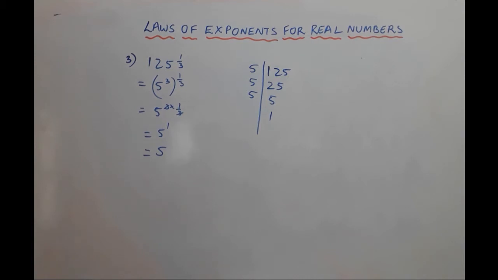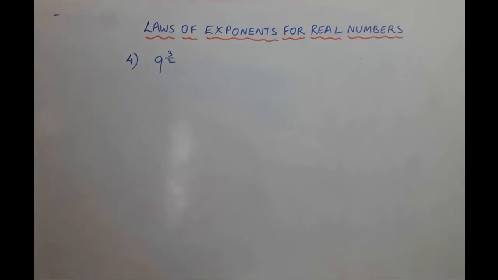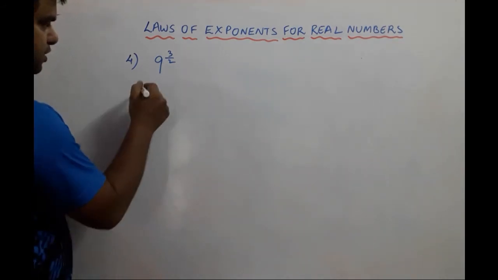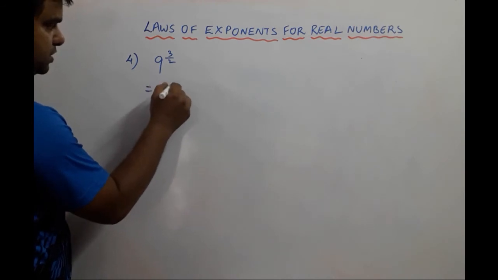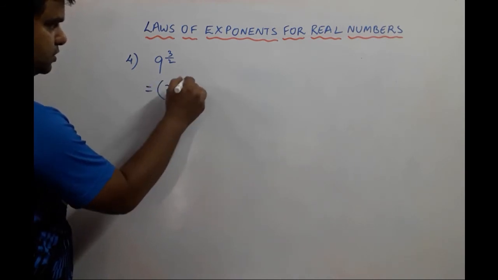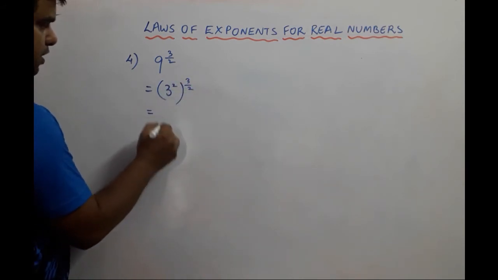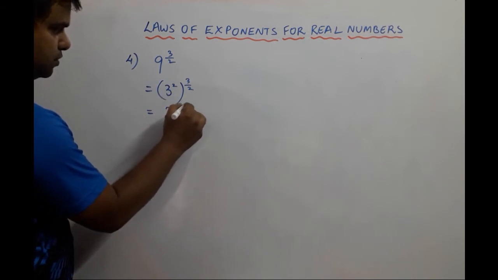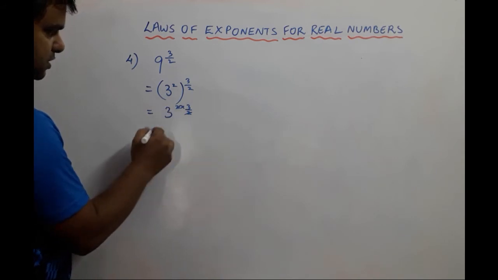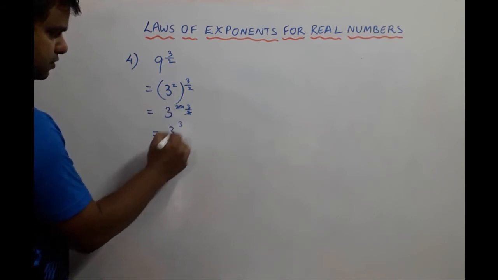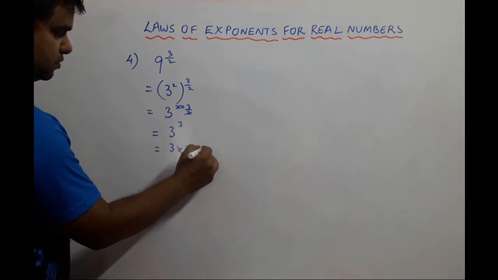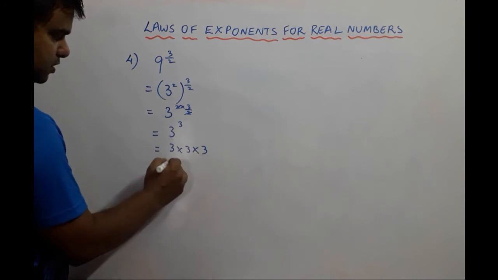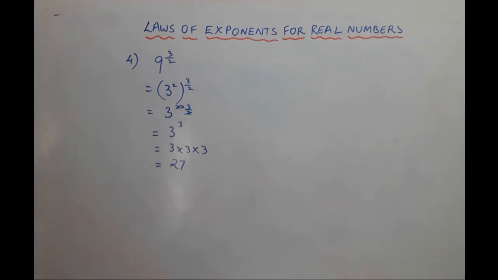Let's go to the next problem. Our next problem is 9 raised to 3 upon 2. So 9 is a perfect square of 3. So no need to factorize. We can put this as 3 square whole thing raised to 3 upon 2. And now we can multiply the powers because the base is the same. So 2 into 3 upon 2, 2 gets cancelled and we are left with 3 raised to 3, which is 3 into 3 into 3. 3 threes are 9, 9 threes are 27. And we get 27 as the answer for 9 raised to 3 upon 2.